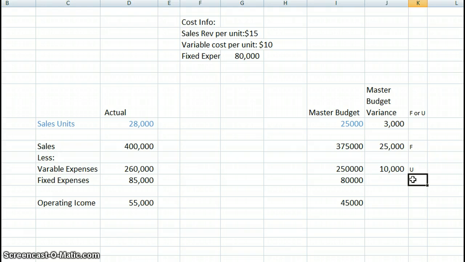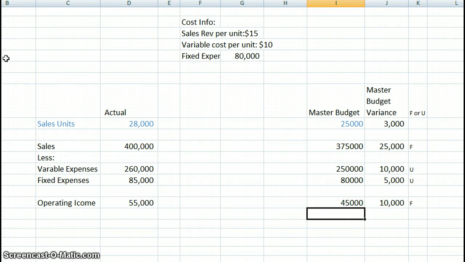Let's take a look at fixed expenses. We expected it to be 80,000. Actually, we had 85,000. So we had 5,000 over, which means it's an unfavorable variance. For our operating income, we expected to have $45,000 in operating income, but we actually ended up having 55,000, which is more, and since it's profit, that is better for us. That is a favorable variance.